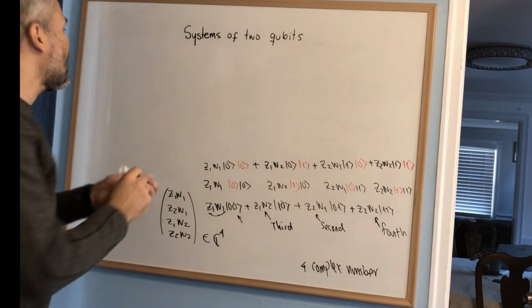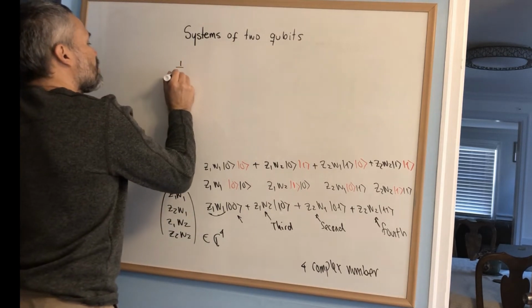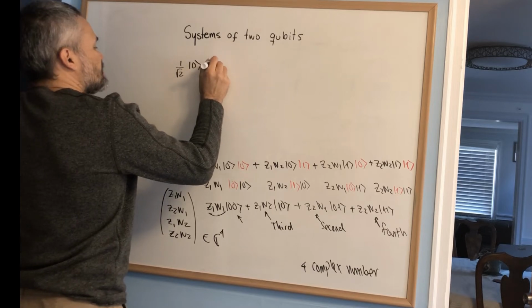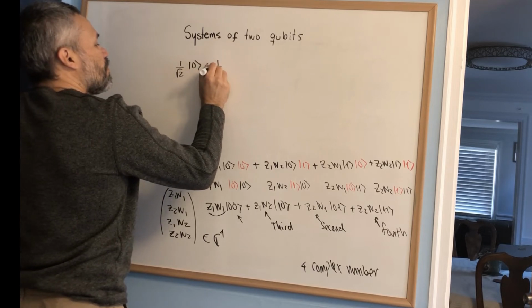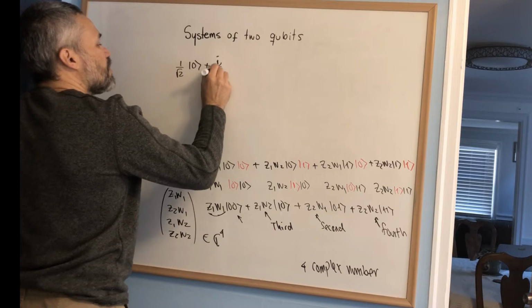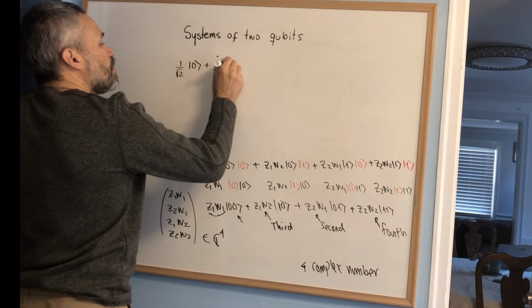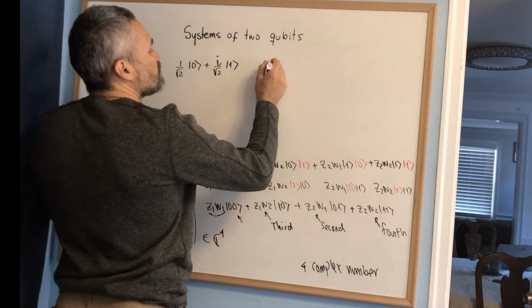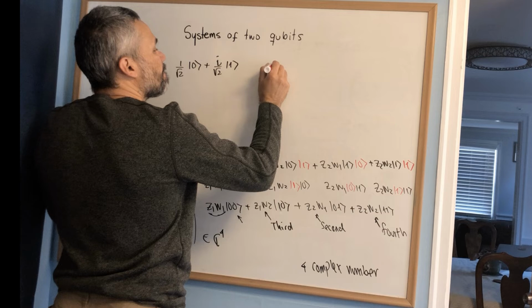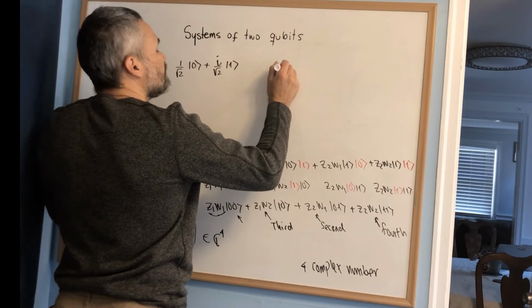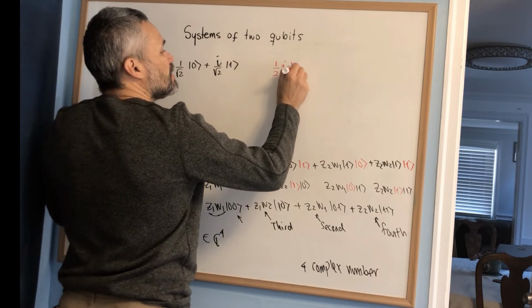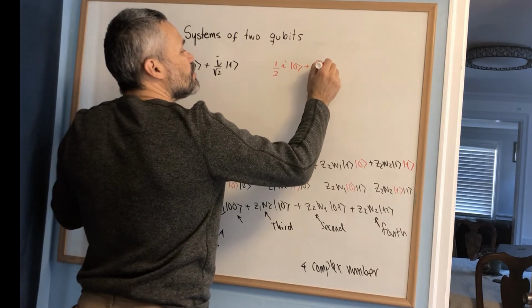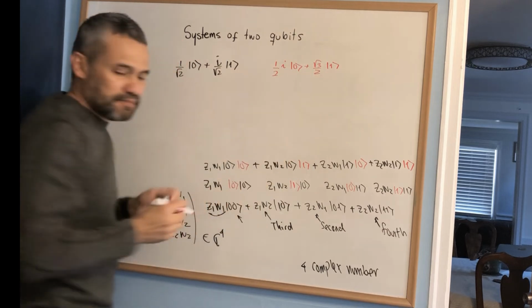Let's suppose that we have this qubit, let's say 1 over the square root of 2 times 0, plus I times 1 over the square root of 2 times 1. This is qubit 1. And let's suppose that we have here 1/2 times I 0 plus square root of 3 over 2 times 1.